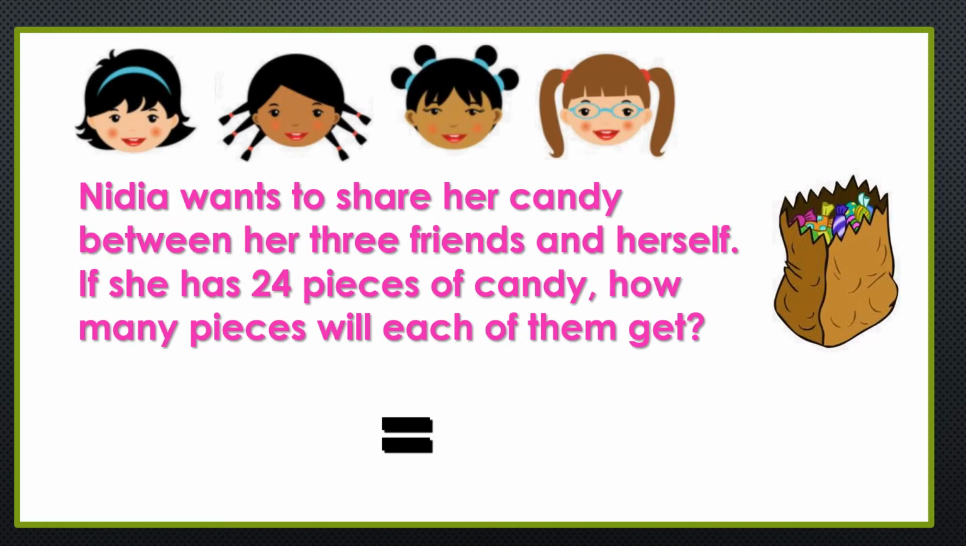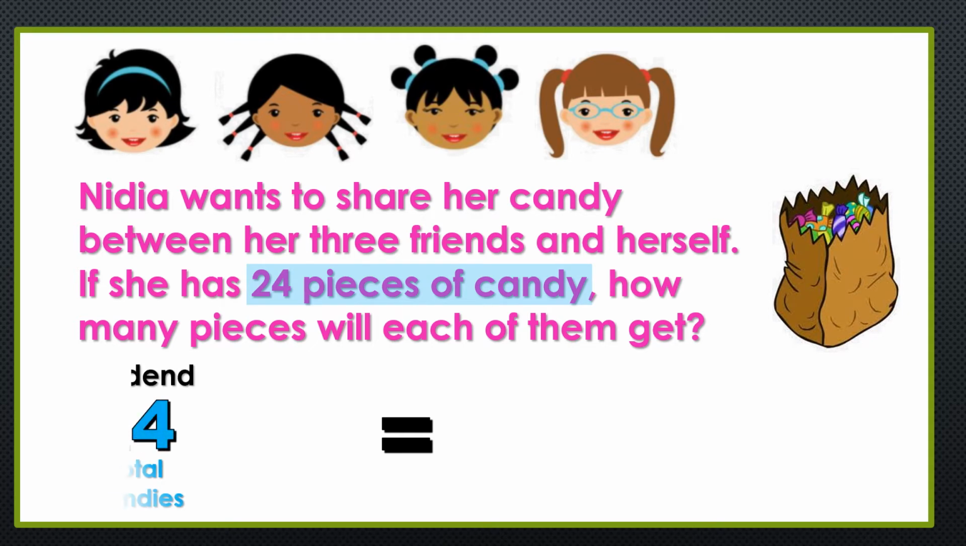Nydia wants to share her candy equally between her 3 friends and herself. So that means we have 4 people. Those are the groups. If she has 24 pieces of candy, which are the total objects, how many pieces will each of them get? So we know 2 pieces of information. We know our total number of objects and we know the groups. We're looking for how many objects, or how many pieces of candy in this case, will be in each group.